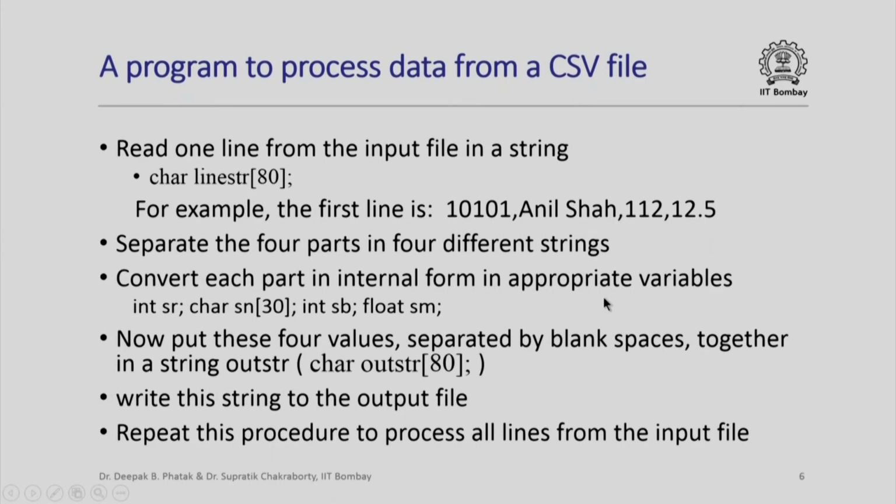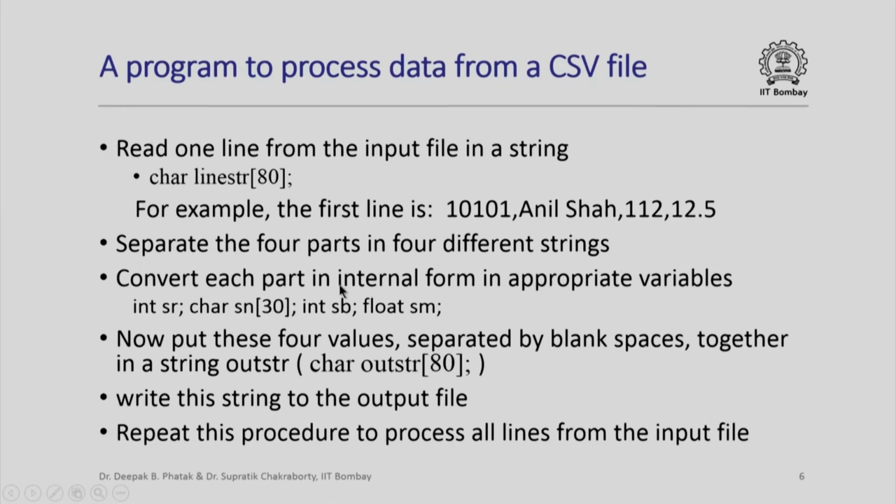What we wish to do is as follows. We want to take this CSV file as an input file, read one line at a time in a string, let us say line string. For example, the first line is 10101, comma Anil Shah, comma 112, comma 12.5. This entire string will be read into line string. Now, we want to separate out the 4 parts in 4 different strings. So, roll number in one string, Anil Shah in one string, 112 in one string, 12.5 in another string.